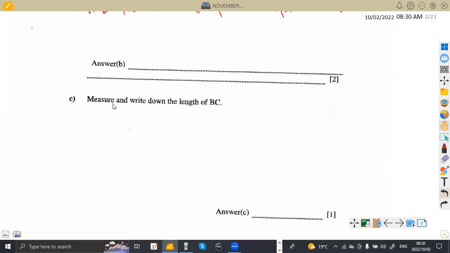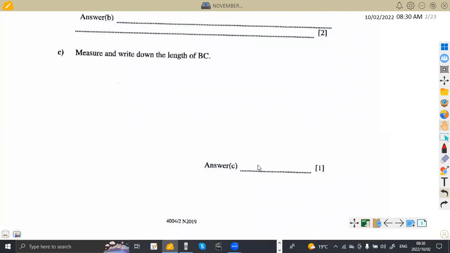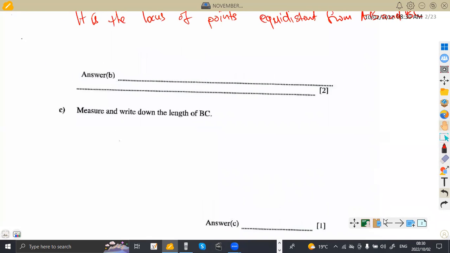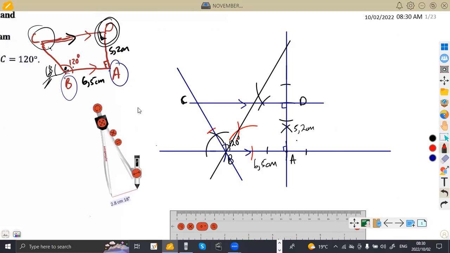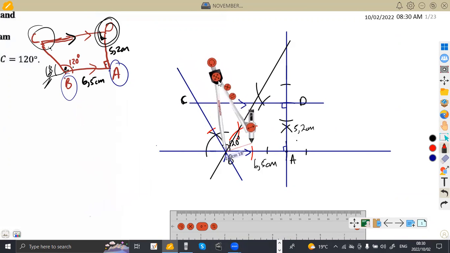Then the other part: measure and write down the length of BC. So you measure it, then you write it on your answer here. That is what you're supposed to try. That's why they are asking you to measure and write down the length of BC, from B to C. So we are going to measure here. Let us see what you're going to have. All right, that's B to C.